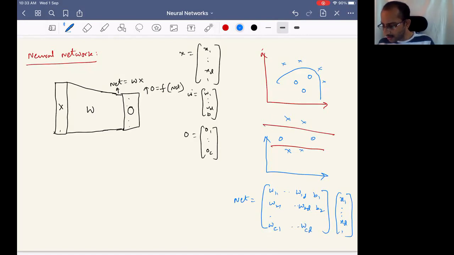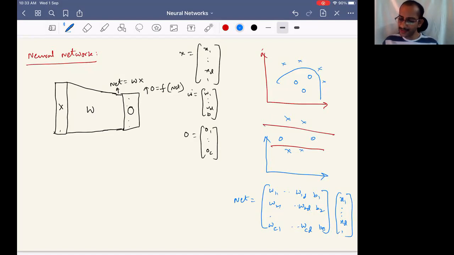W, C, D, B, B, C. The number of biases will be equal to the number of outputs, the output neurons, not the number of input neurons. So that's why it is BC. Okay, so this is what we had.